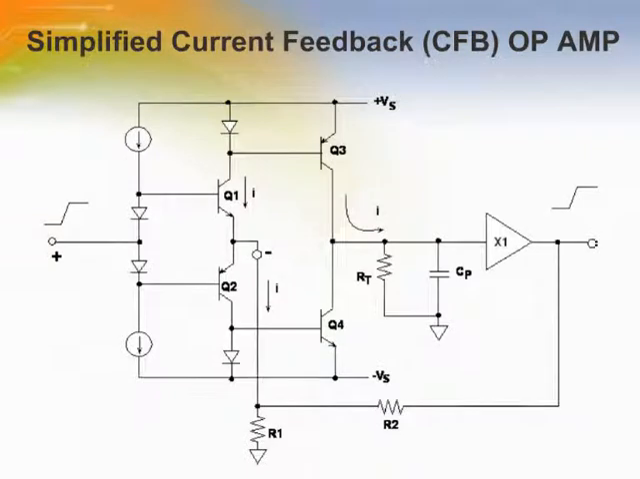This is a simplified schematic of a current feedback op-amp implemented on a complementary bipolar process with matching PNP and NPN transistors. Q1 and Q2 act as the buffer between the non-inverting and inverting inputs. The input error current is mirrored via Q3 and Q4 to the high impedance node represented by R sub T and C sub P. The voltage developed at the high impedance node is then buffered to the output. For simplification, the bias circuits are not shown, but they are extremely important to the proper operation of the CFB.